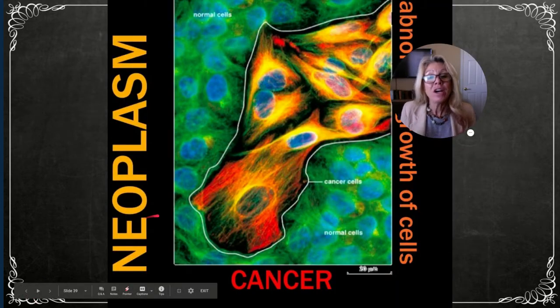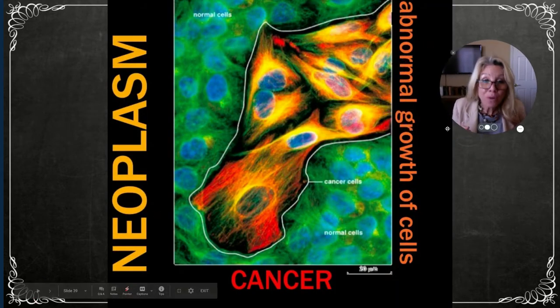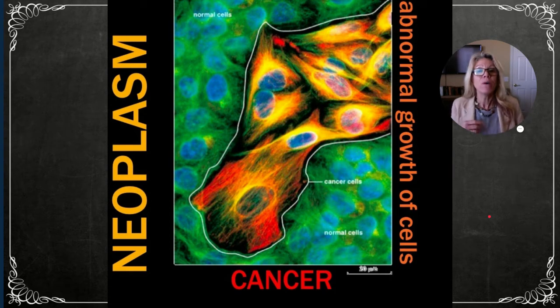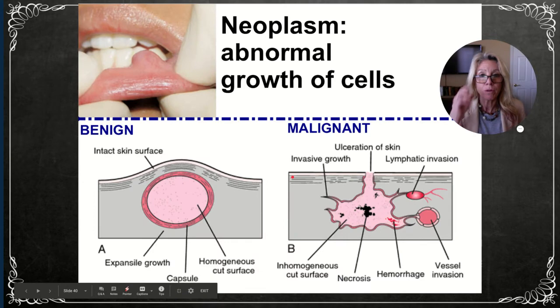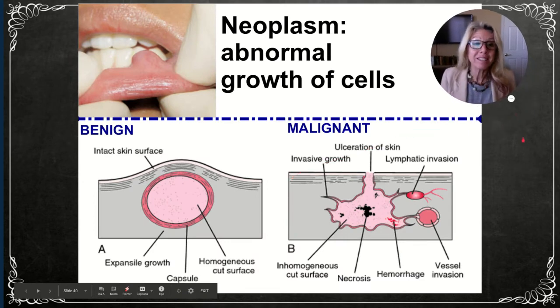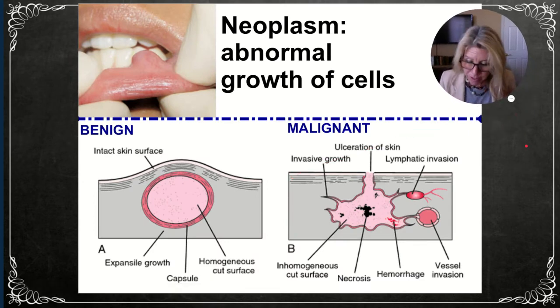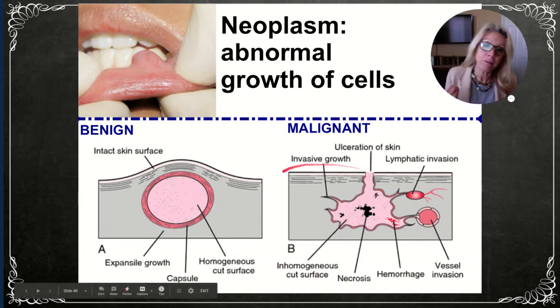So here, what happens when you don't have anchorage dependency? What happens when you don't have contact inhibition? You can get an abnormal growth of cells known as a neoplasm or as a tumor. Those are pretty much interchangeable. So a neoplasm is an abnormal growth of cells. And you can have two types, both. You could be benign or you could be malignant.